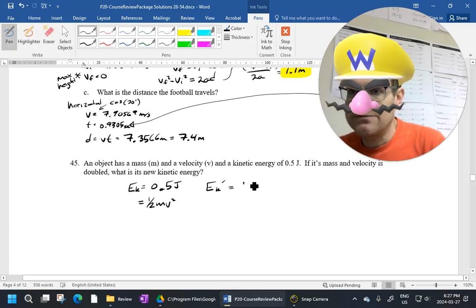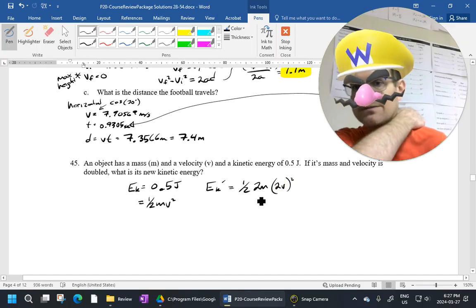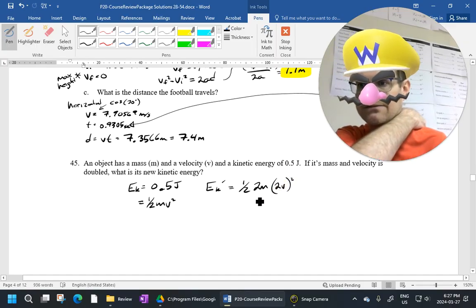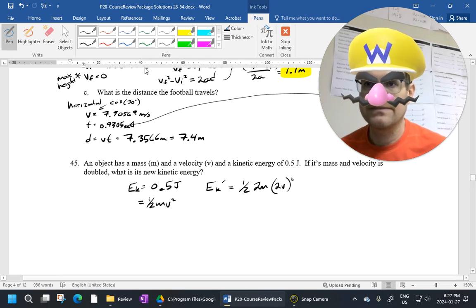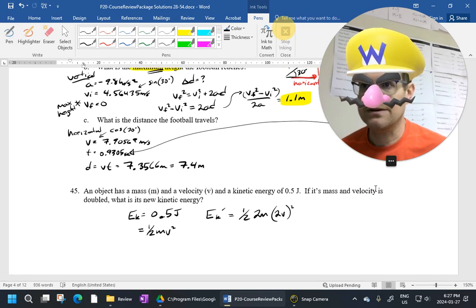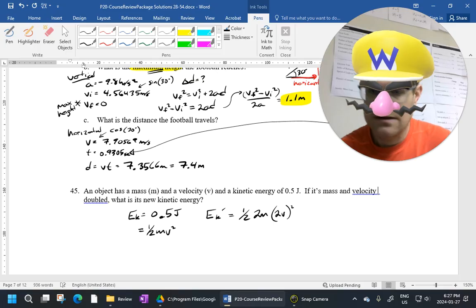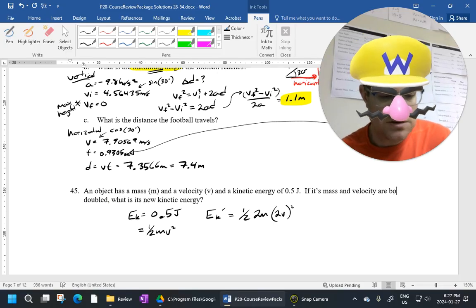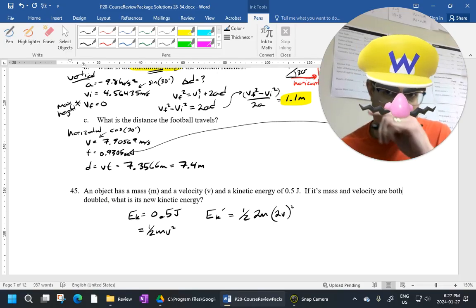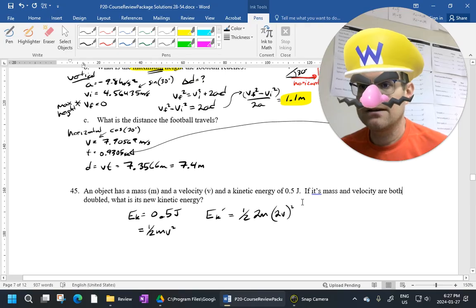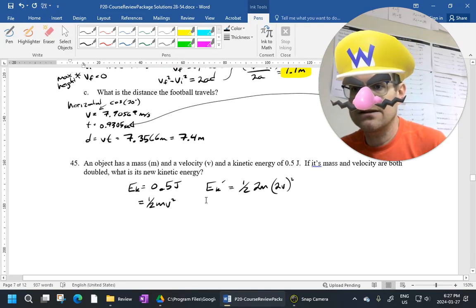So my new way would be 1/2, but now I'm changing the mass to twice of what it was. I'm changing the velocity to twice what it was as well. I'm assuming the mass and velocity are both doubled. I'm going to reword this question. Are both doubled? What is the new velocity? Okay. Let's go back down here.